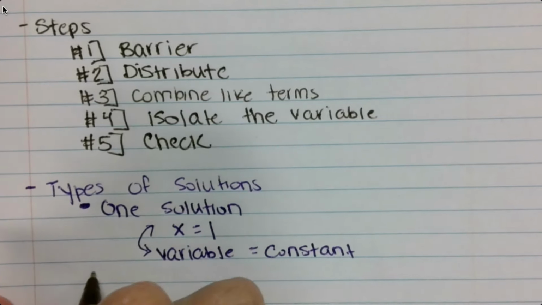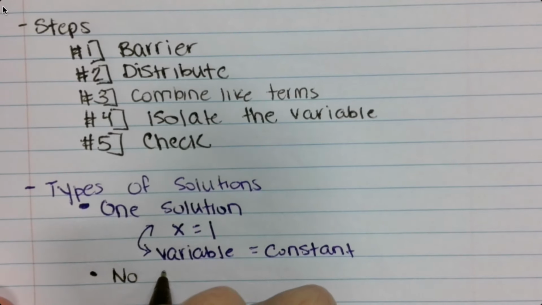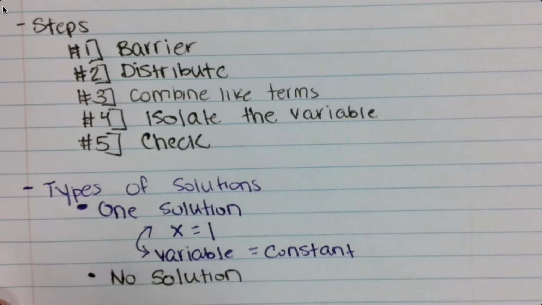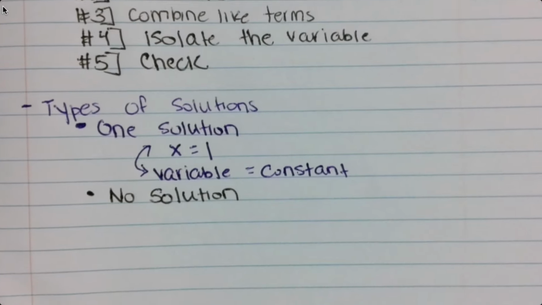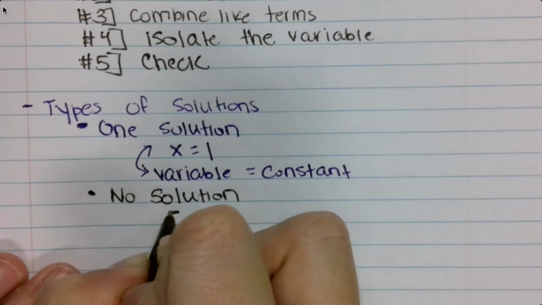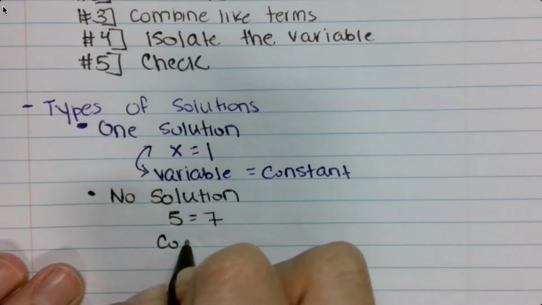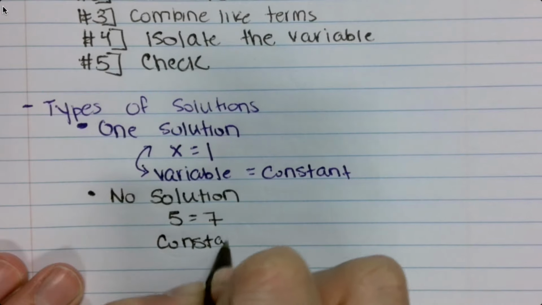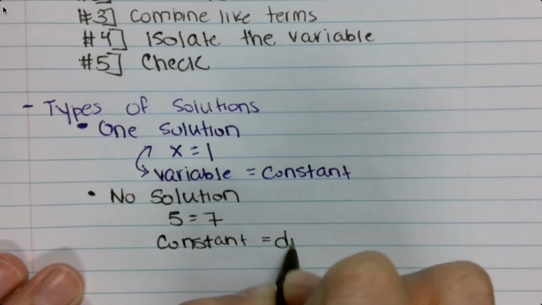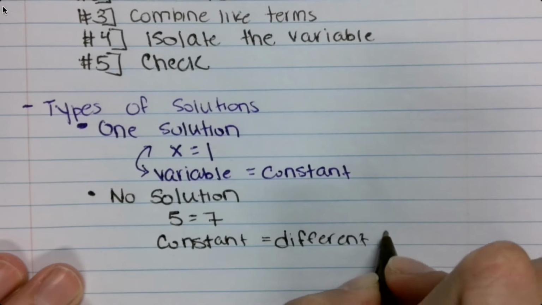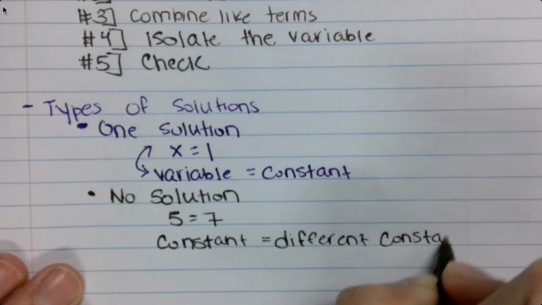Option number 2 is going to be no solution. And no solution is something like 5 equals 7. So you have a constant and it equals a different constant.